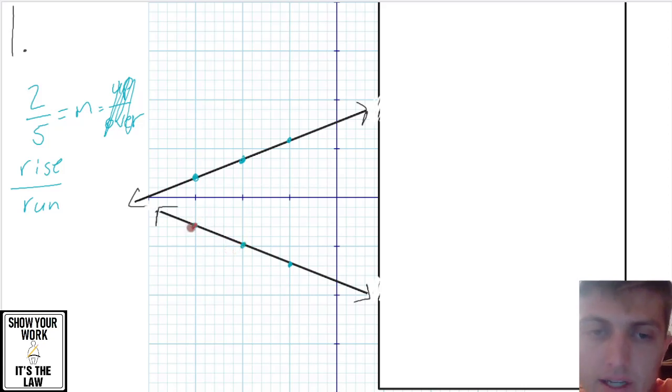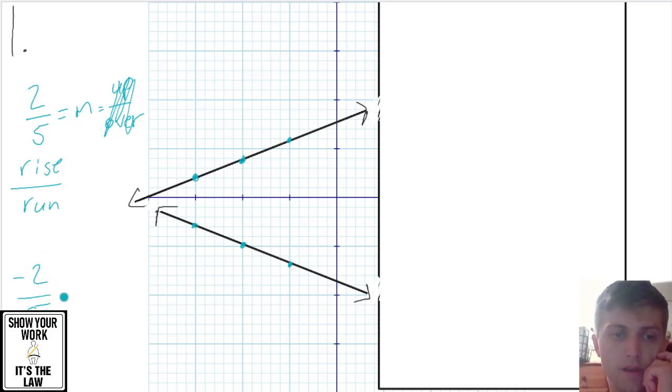Perfect. Now, because we went down, that's not a positive 2 anymore. That's a negative 2. So we go down 2, 1, 2, 1, 2, 3, 4, 5. So it has a slope of negative 2 over 5. And if we were to do it again, 1, 2, 1, 2, 3, 4, 5. Slope of negative 2 over 5. That's our slope.